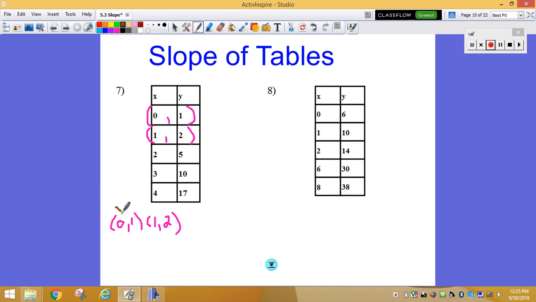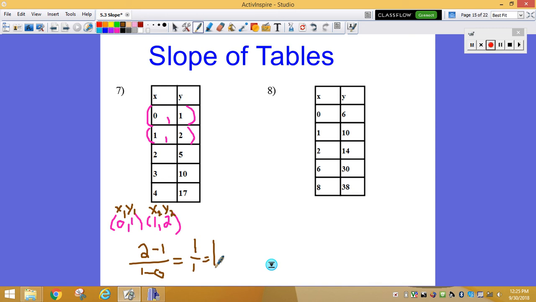So just like before, I got an X and a Y. I'm going to put 1s. I got an X and a Y. I'm going to put 2s. My formula is y2 minus y1 over x2 minus x1. 2 minus 1 is 1. 1 minus 0 is 1. 1 divided by 1 is 1.